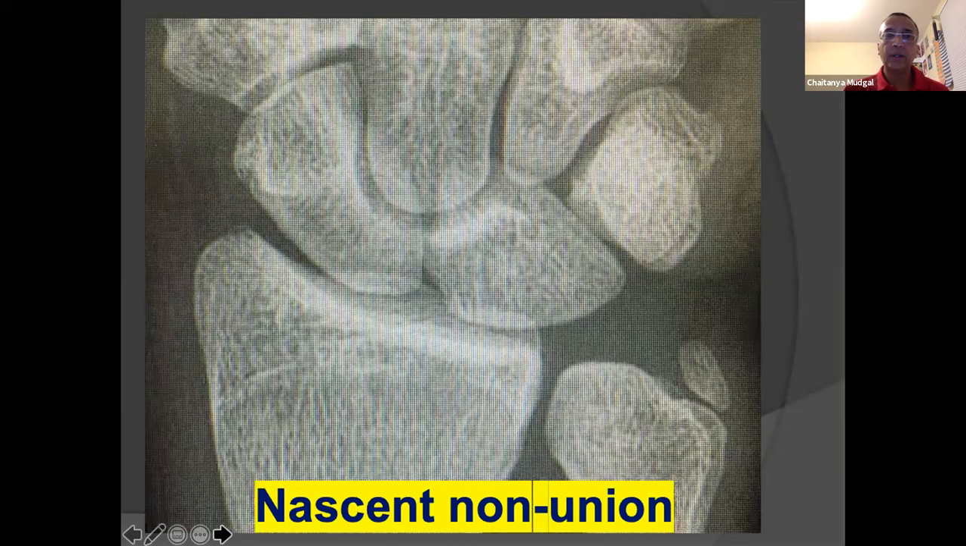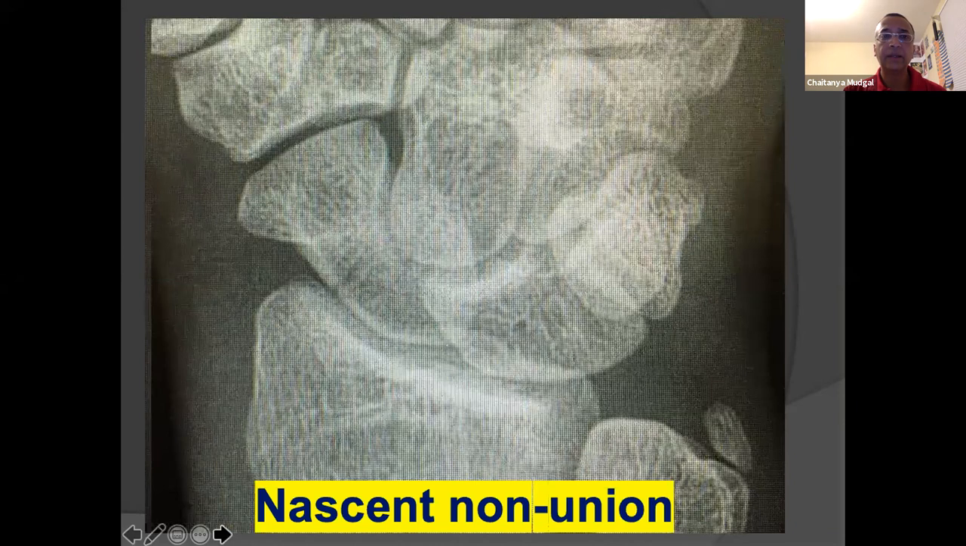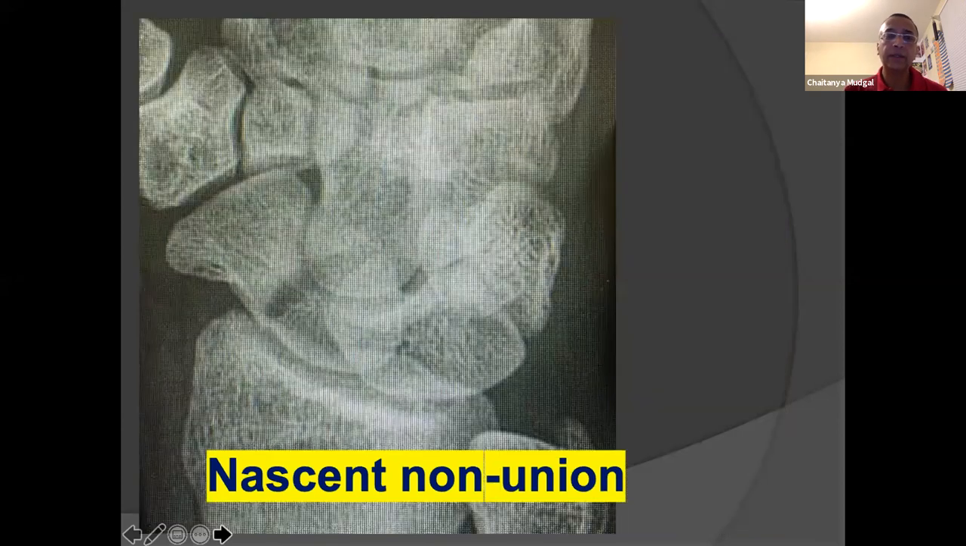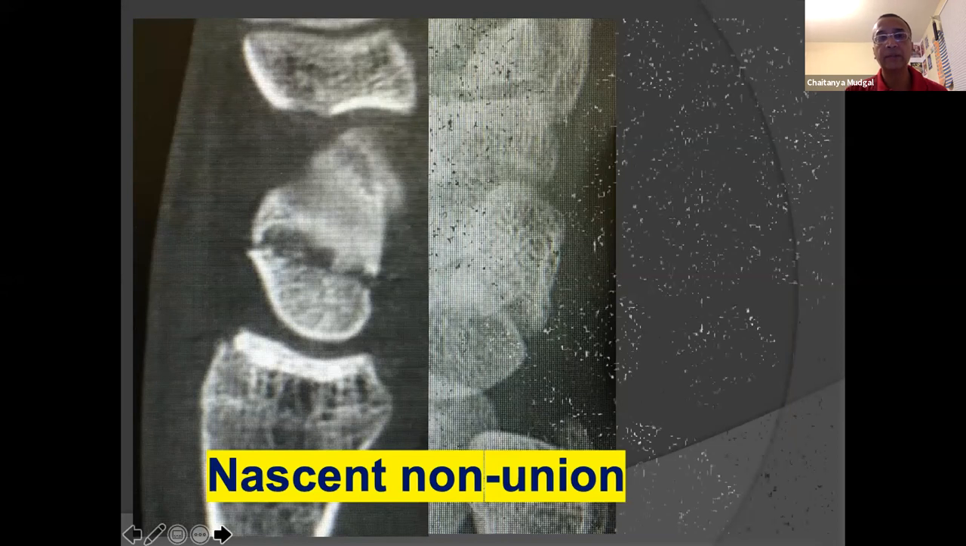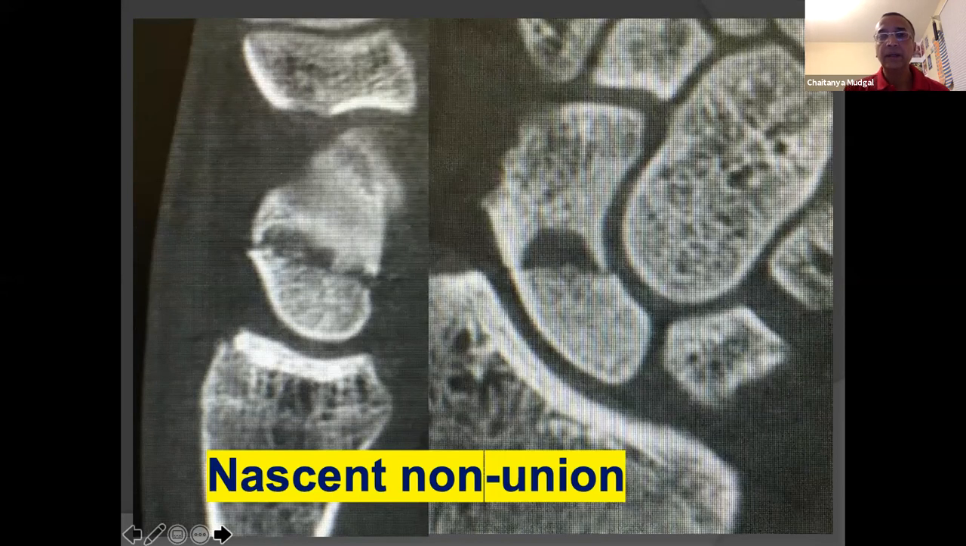How about these nascent non-unions? This is a young man who was seen at another facility with this fracture, which is not very appreciable except in this view. He was left untreated, and by the time he came to see me, at about 3.5 to 4 weeks, you can see that he's already developing large cyst formation. And a CT shows you that he's grossly unstable with a large cyst. Now, this is a situation where even though you see a large cyst, it does not appear that his scaphoid has flexed yet.